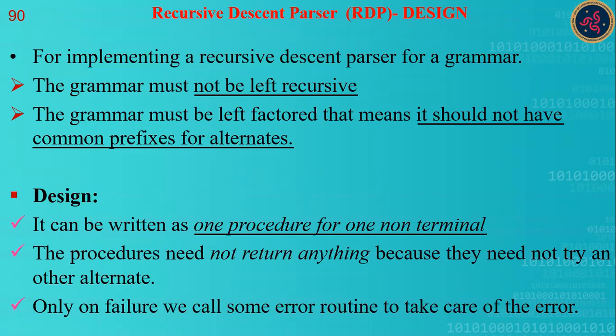Okay, so how can you design that? We need to write a procedure for each non-terminal given in a grammar. Okay, and the procedure does not return anything. If there is more than one production for a single non-terminal, we need to include all these productions inside this particular procedure. Okay, and if there is a failure, then we have to call an error routine, which will take care of the particular error.